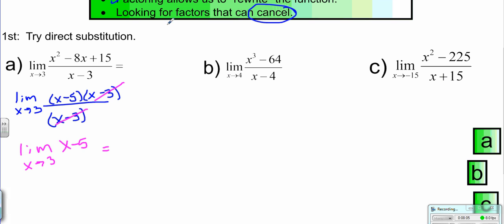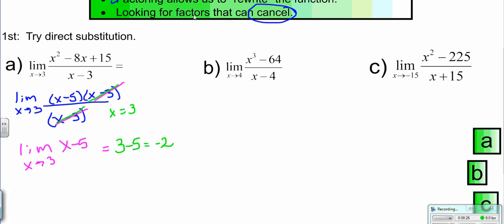So if I substitute in 3, I'd have 3 minus 5. That would give me negative 2 as an answer. We cancel this away, but if you looked at the graph of this, you would have a hole when x is equal to 3, if you remember that from last year.